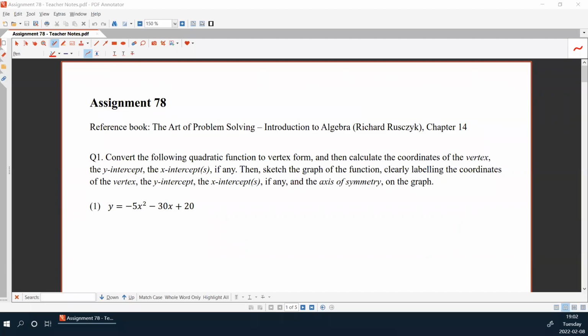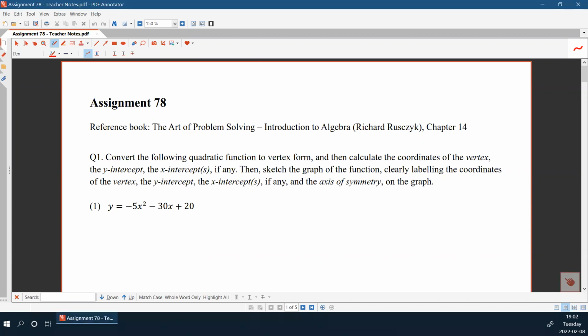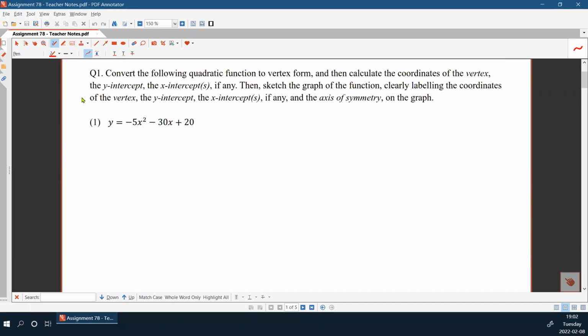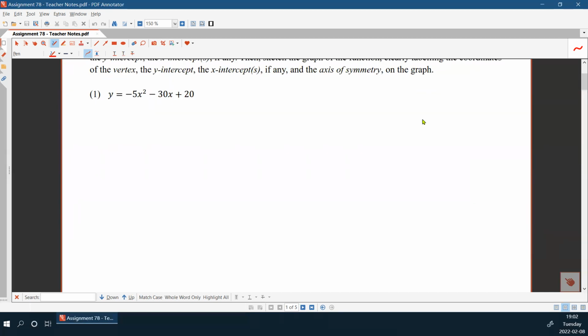Okay, so let's have a look at the solutions to assignment 78. First question: convert the following quadratic function to vertex form and then calculate the coordinates of the vertex, the y-intercept, and the x-intercept, if any. Then sketch the graph of the function, clearly labeling the coordinates of the vertex, the y-intercept, the x-intercept, if any, and the axis of symmetry on the graph.